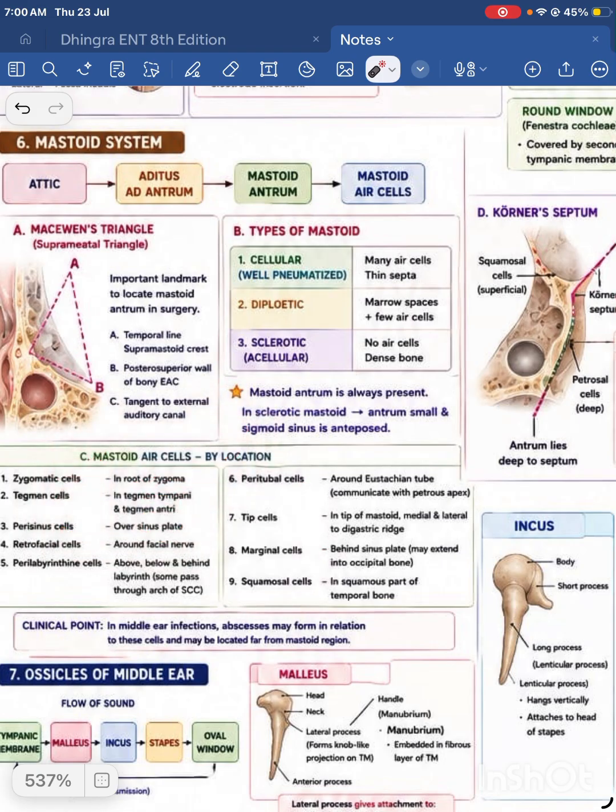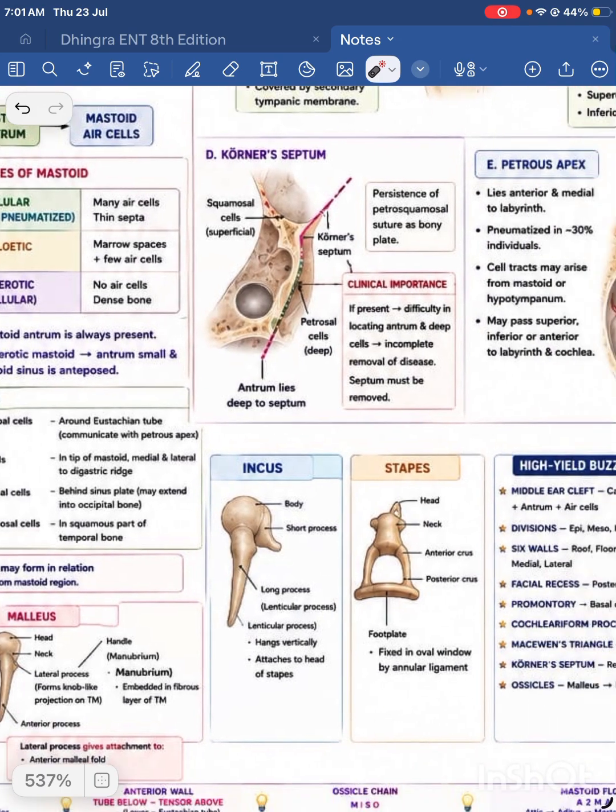Why is this important? You should know the clinical point. If there is a middle ear infection, what will happen? Abscesses may form in relation to these cells, so they may be located far from the mastoid region. The surgeon might see abscesses formed not only in the mastoid region but also away from it, because of these air cells. That's the thing.